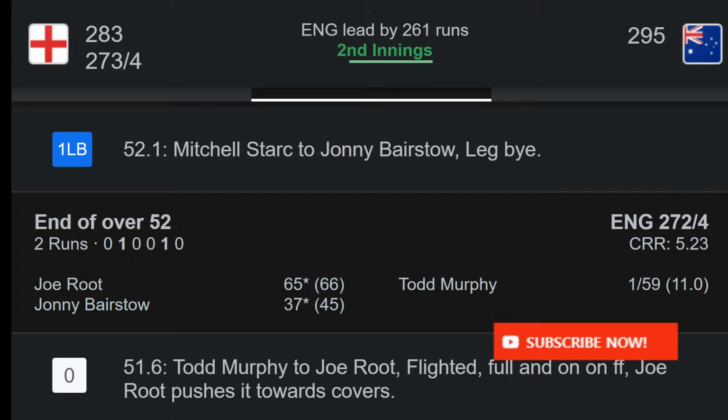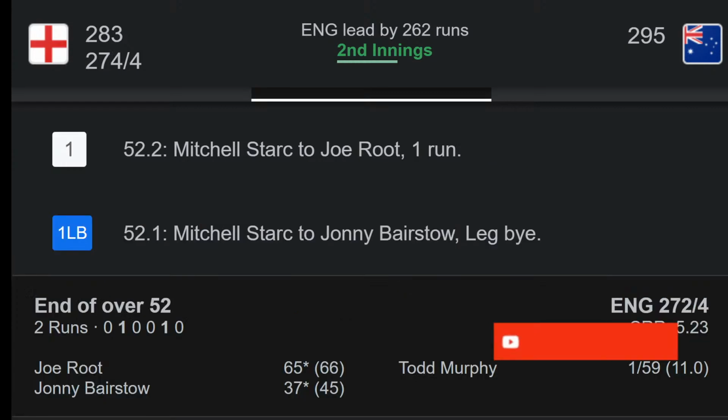England in their second innings. England in their first innings 283 and Australia in their first innings 295. It's a very interestingly poised Test match. Very similar runs have been scored by the two teams, only 12 runs ahead for Australia. But in the second innings, England has done their level best. They have already scored 274 for the loss of 4 wickets, 6 wickets in hand, already 262 runs ahead.